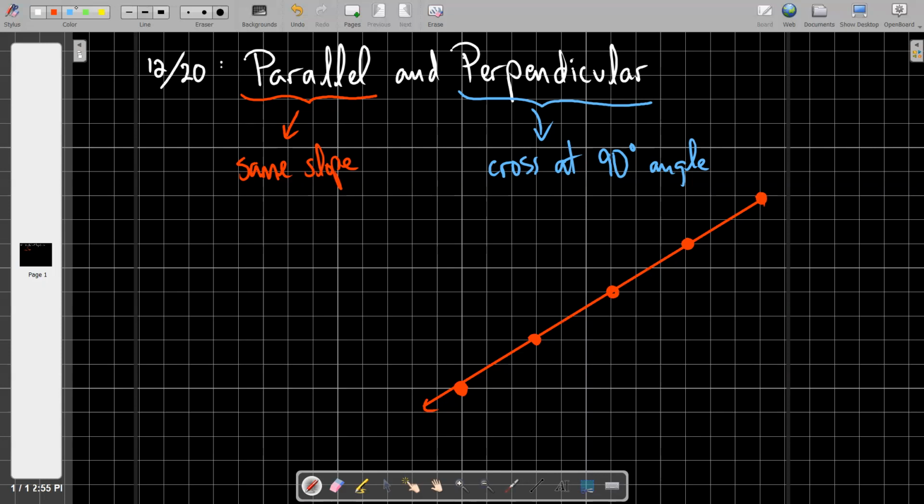Very good. And it's definitely positive. So we can all agree, I hope by this point, that the slope of that red line is 2/3. And I know I don't have arrowheads on it, but that's okay. I just want the slope. Now, if I was going to graph a line that's perpendicular to that, it has to have a certain look to it. It has to make that perfect cross, 90-degree angle.